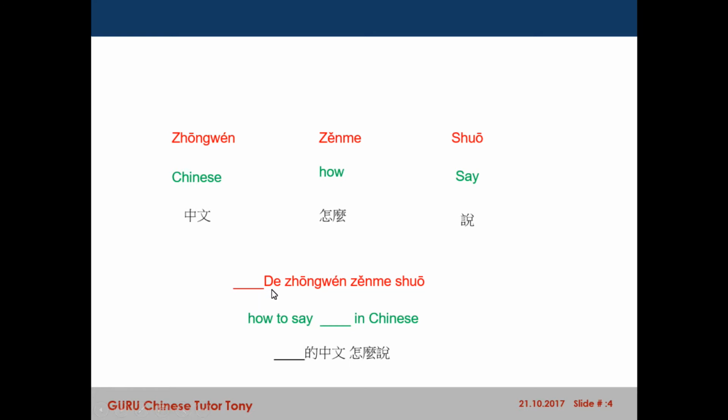So here is the blank, something, the possessive 的中文怎么说, how to say something in Chinese. It's very useful when you want to ask a Chinese person how to say something. You can just put the vocabulary in the blank, like car, the automobile. 车 的中文怎么说, and I will answer you, car 的中文是车子, is car.